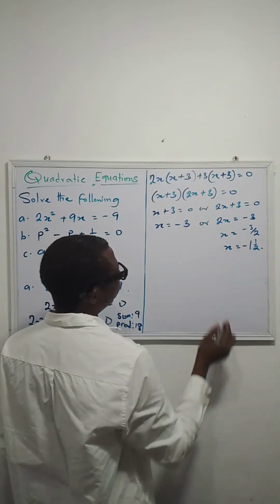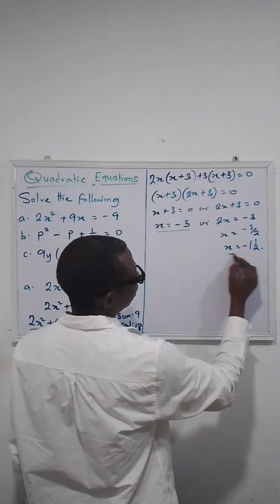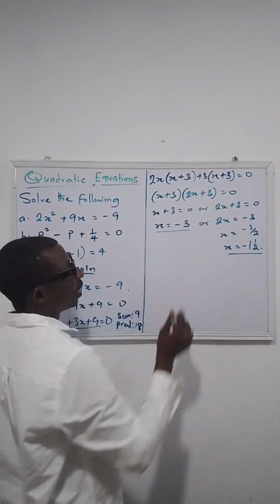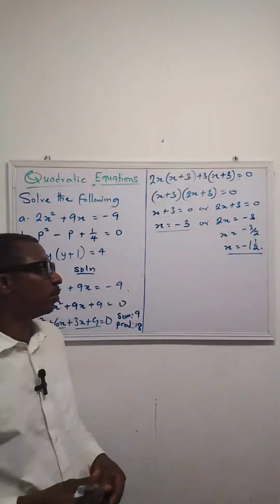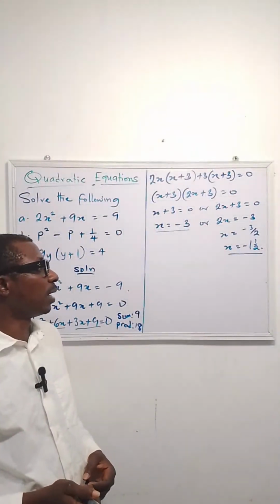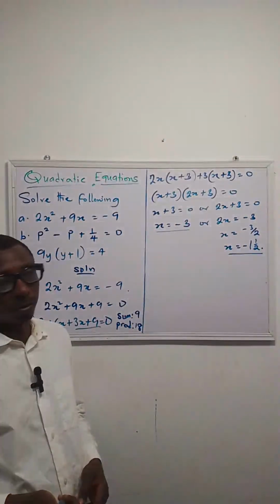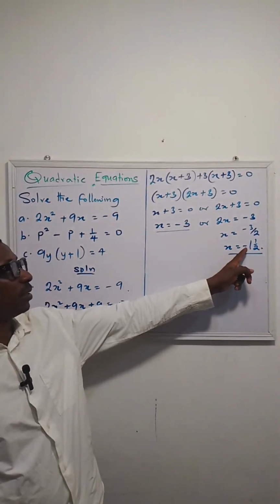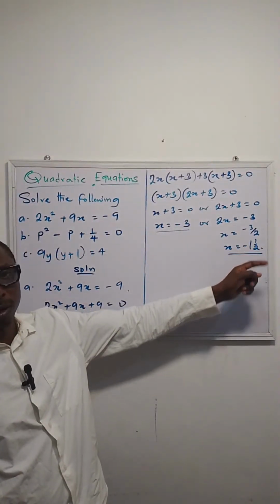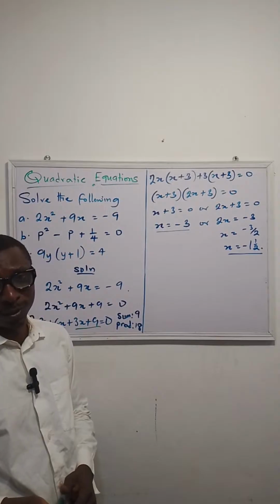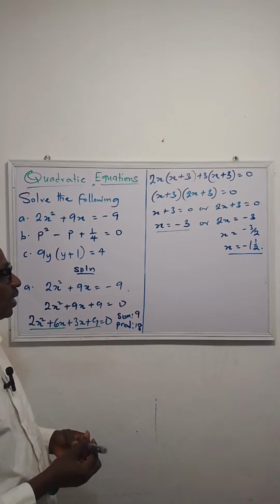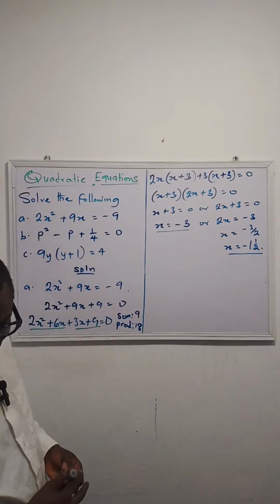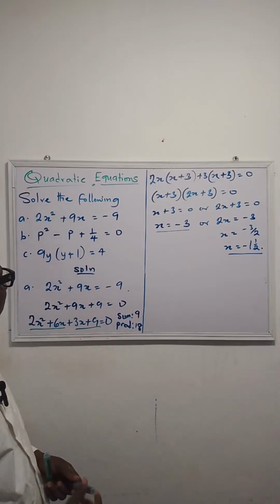So the roots, or the answers to this problem, are x equals negative 3, and x equals negative 1 whole number 1 over 2. So I hope you understand that. Good. All right, so now let's move down to the next question.